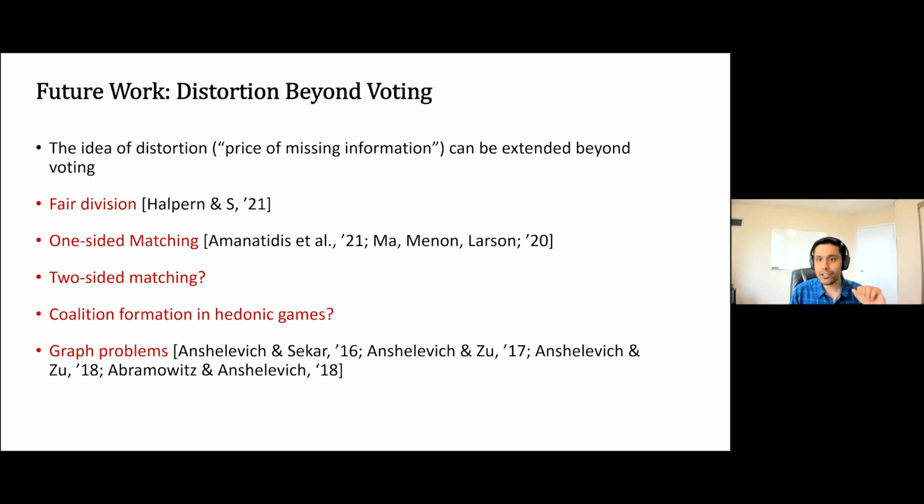And finally, you can use this to go even beyond the realm of voting. You can ask this question of distortion, which is really just the price of missing information, in domains like fair division, one-sided or two-sided matching, say coalition formation in hedonic games, which I know Dominic really likes, or at least used to like, or even graph problems that go beyond social choice.